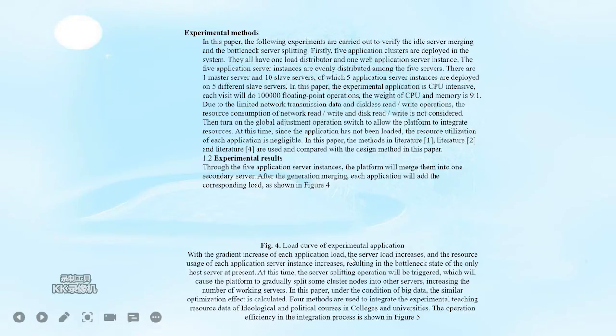With the gradient increase of each application load, the server load increases and the resource usage of each application server instance increases, resulting in the bottleneck state of the only host server at present. At this time, the server splitting operation will be triggered, which will cause the platform to gradually split some cluster nodes into other servers, increasing the number of working servers.